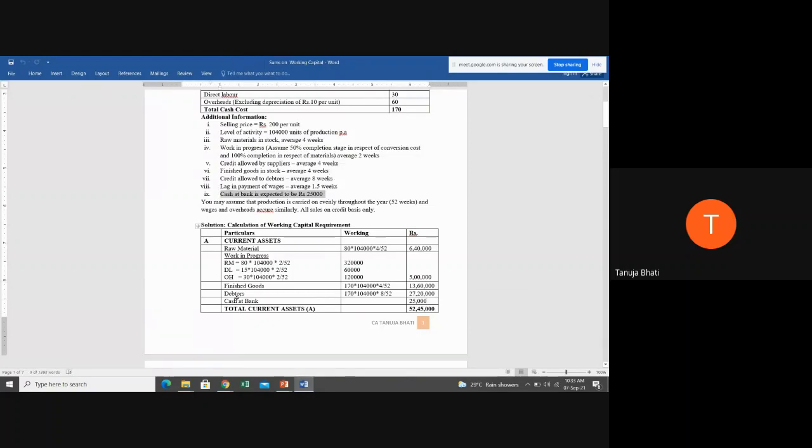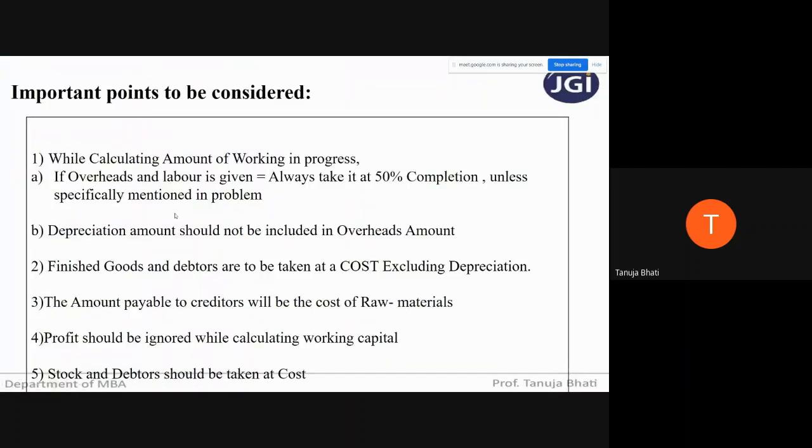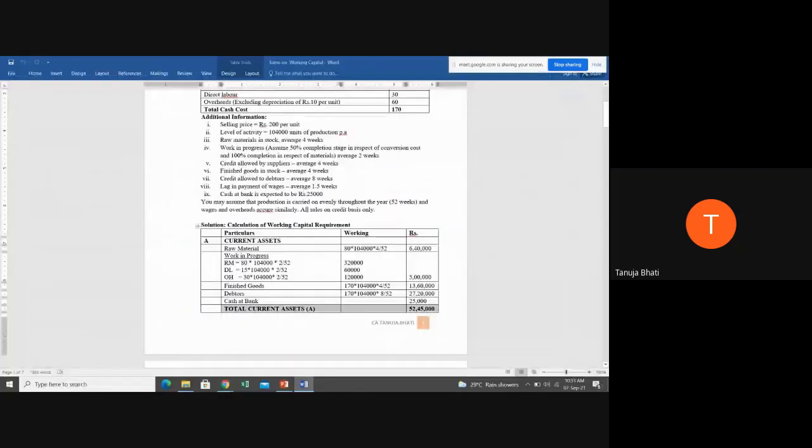Next is cash at bank, that is 25,000. So cash at bank, no calculation, directly 25,000 is taken. So you are getting total current assets as 52,45,000. Why I have made these points is that if you remember the points, you can easily solve the problems. Now, is this clear up to total current assets? Can you find any other current assets apart from what we have taken?